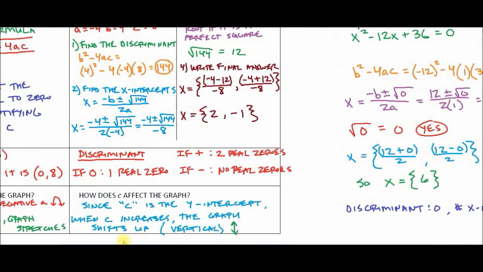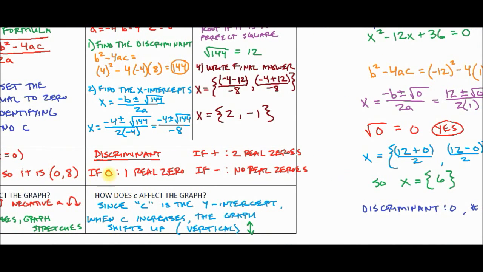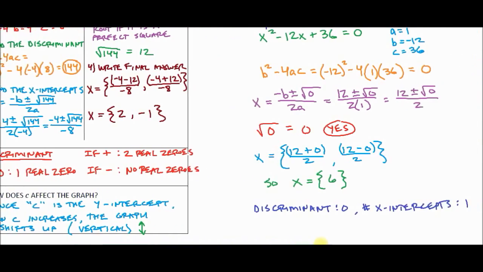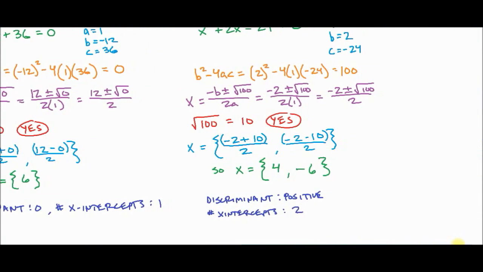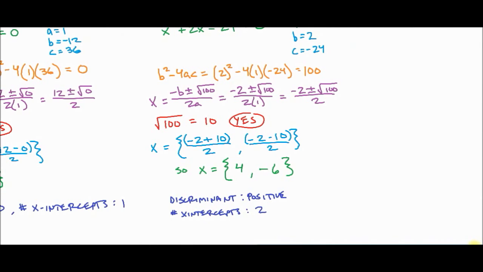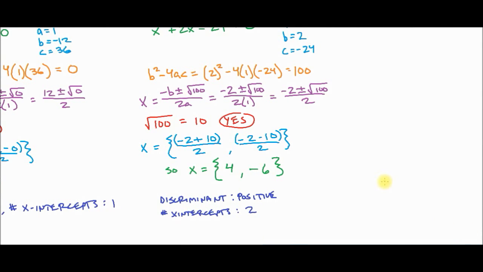Again, go back to our flip book where we wrote that down. If the discriminant is 0, there is 1 x-intercept. If the discriminant is positive, there are 2. If the discriminant is negative, there are no real intercepts. So we'll see if our next practice problem can model the solution we'll have if we have a negative discriminant.